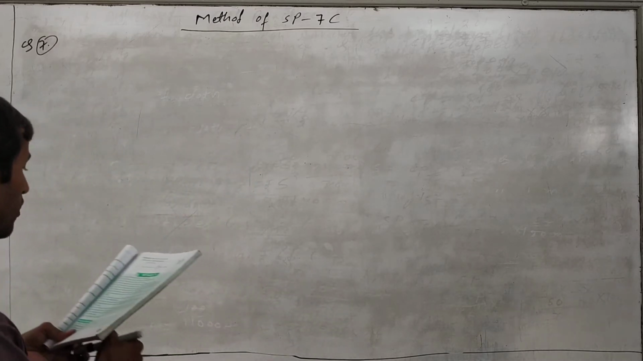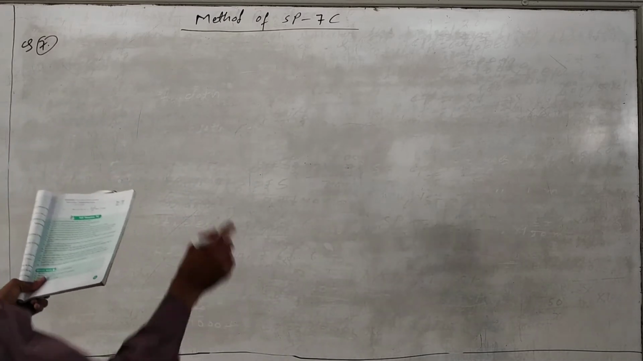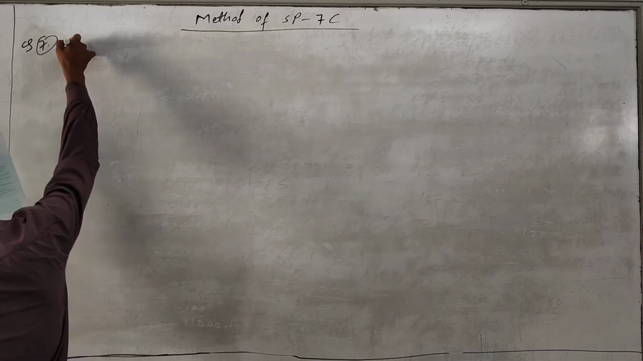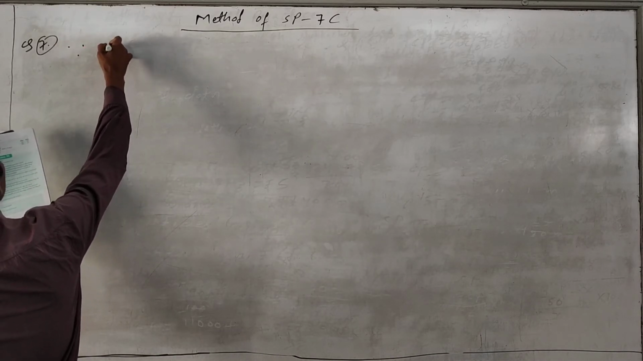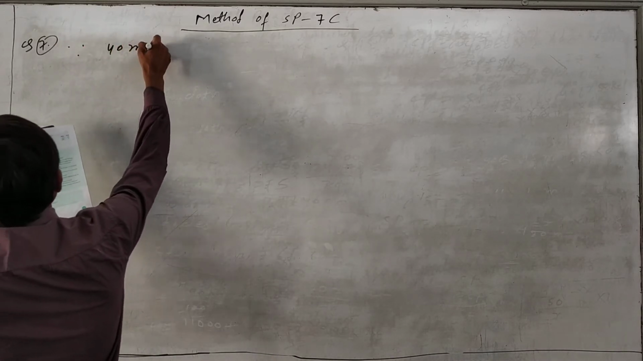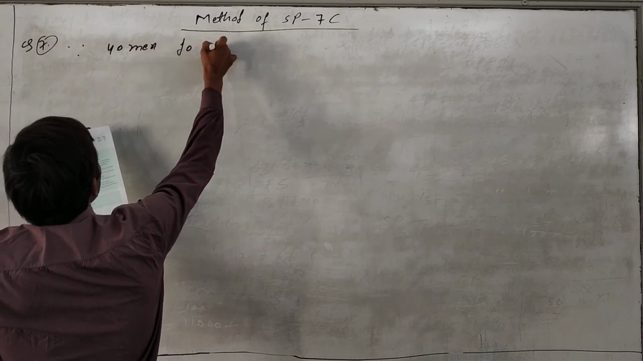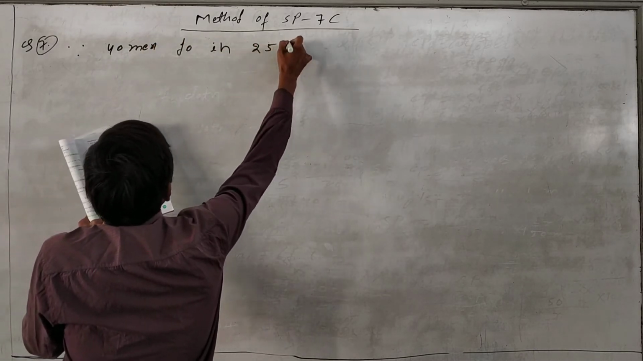So we have to write it out like this. We have to find the number of days, so we will write the number of days on the right hand side. So just write here like this: 40 men do in 25 days.